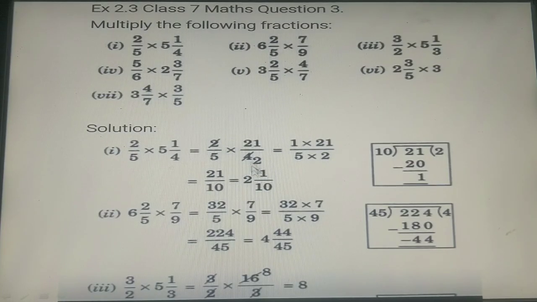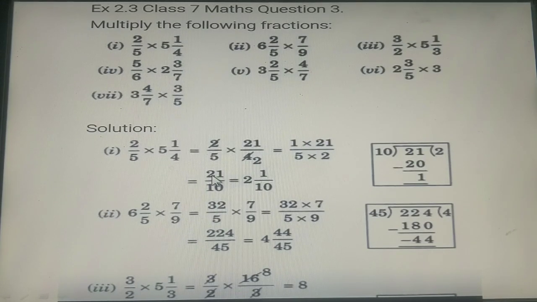Children, please do the cutting here itself. Make it a habit to cut over here only if it is possible. Do not do the multiplication and then divide. It will become a longer procedure for you. Okay. So here this has become 1. So 1 into 21. And this has become 2. So 5 into 2. Your product of denominators will be 5 into 2.